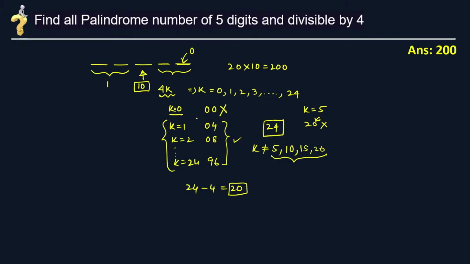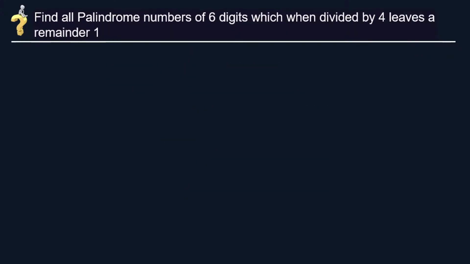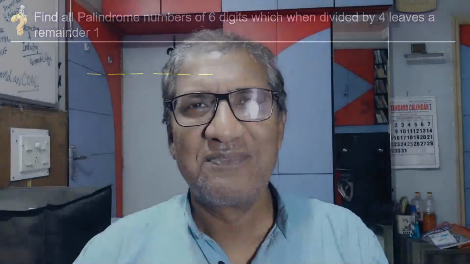Okay, let us take another sum. Find all the 6-digit palindrome numbers which, when divided by 4, leave the remainder 1. Now there is another trick here. What are they saying?